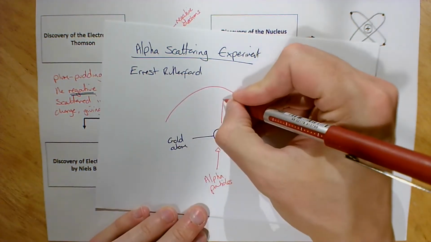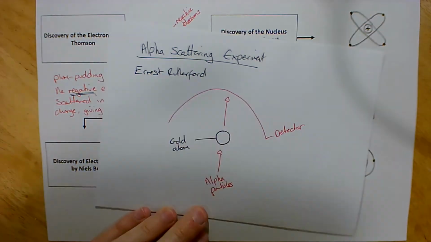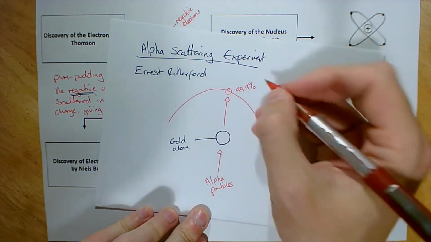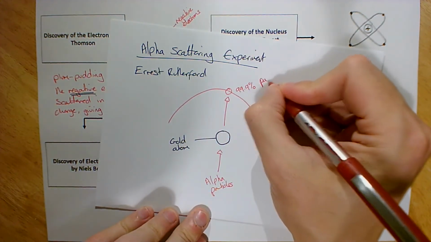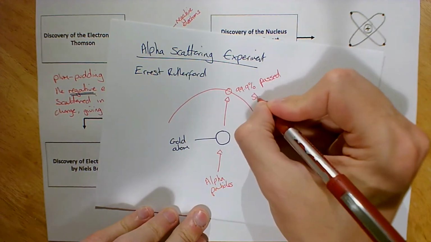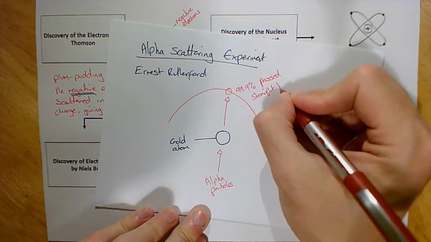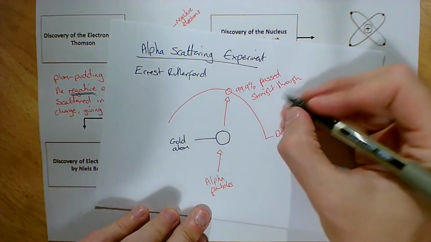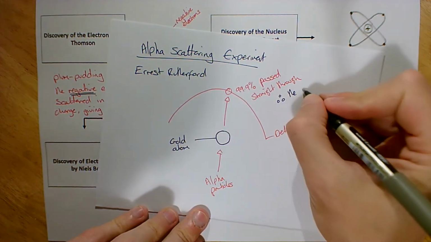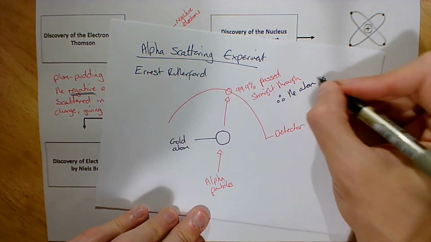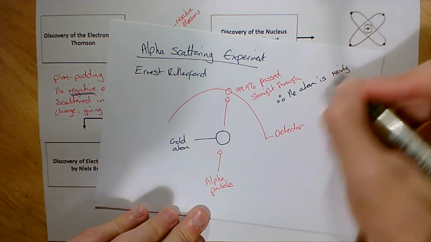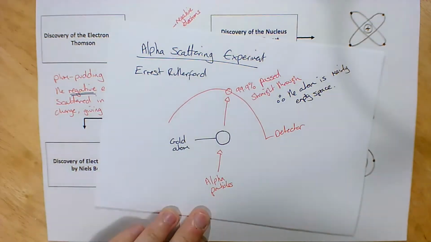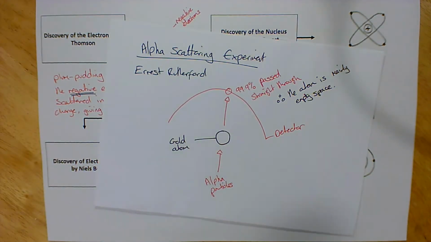And what he found was 99.9% passed straight through. And what he could conclude from that was that therefore the atom is mainly empty space. Because these alpha particles didn't bounce off of anything, they just travelled straight through.